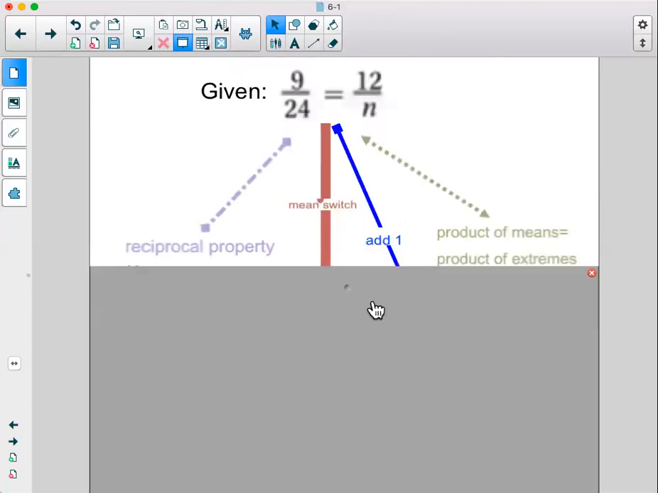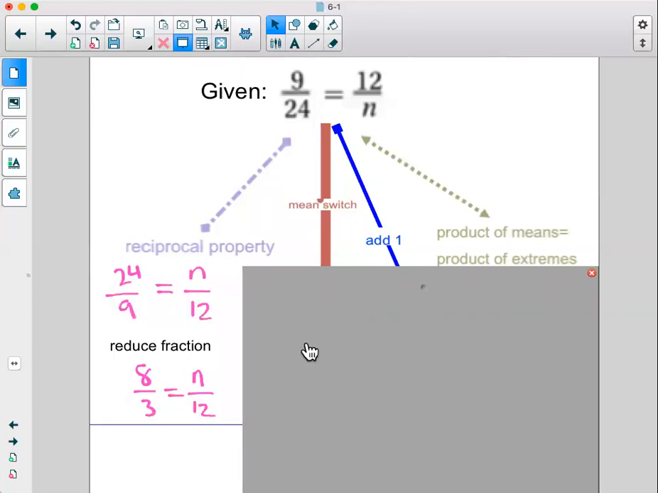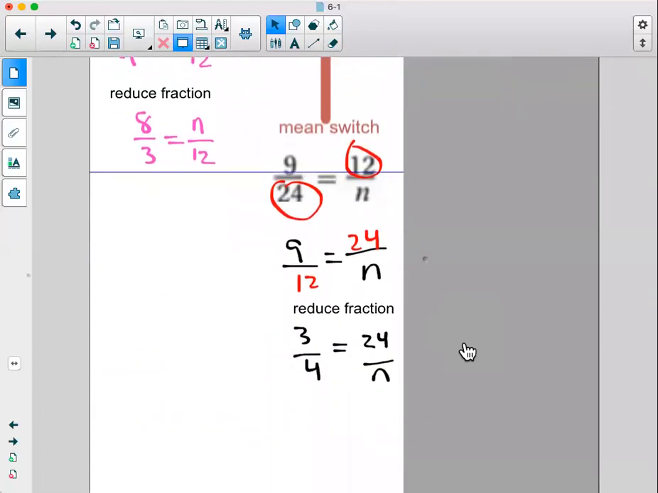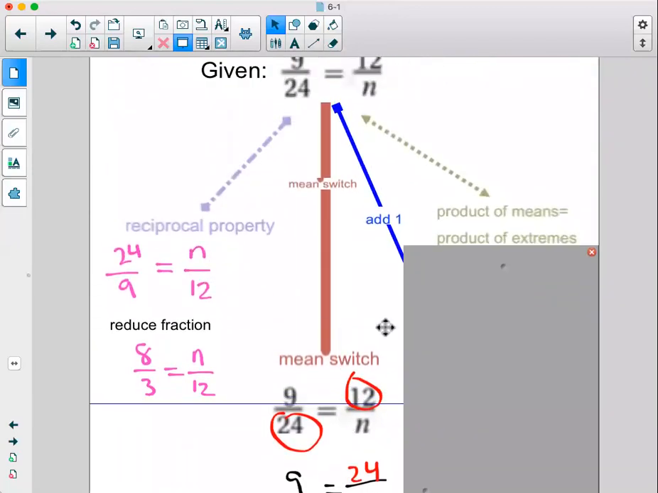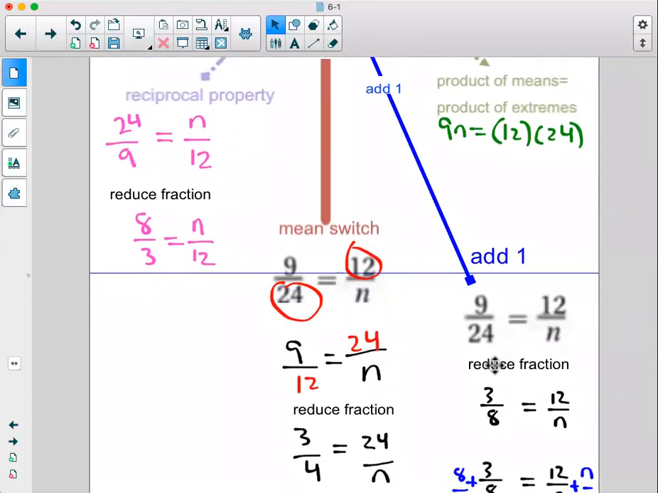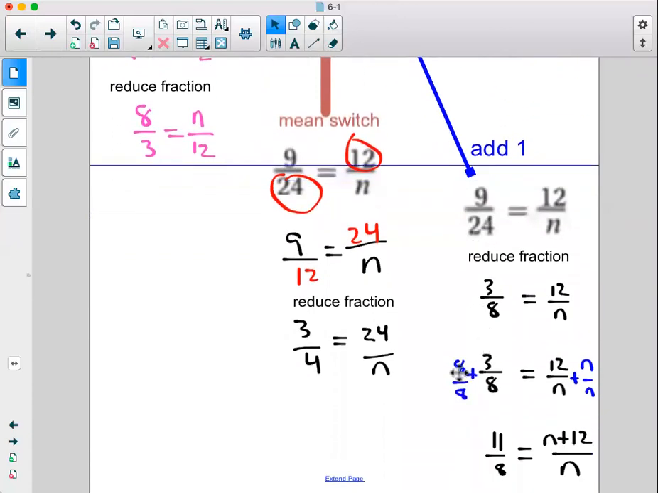So pause, practice applying all of the properties to this given proportion, and then press play for the solution. Reciprocal property, flip everybody upside down. Mean switch, I figure out who my means are, and then I switch them. And I can reduce any fraction I come across. Add 1. I can start by reducing the fraction and then just add 8 over 8, add n over n, hold the denominator steady, and add across the top.